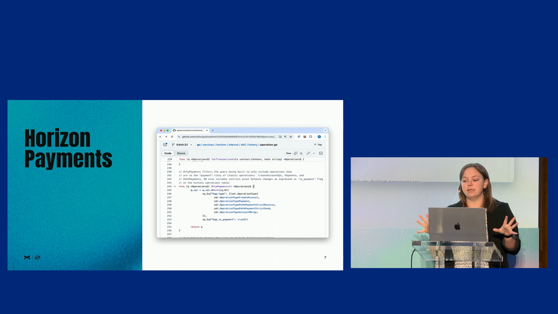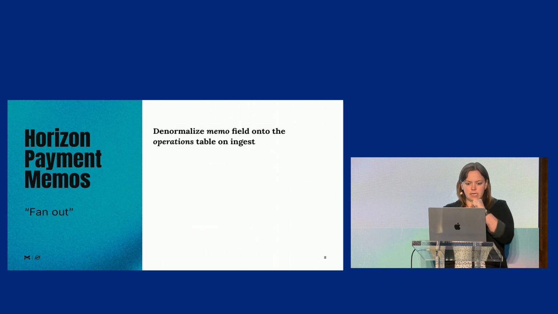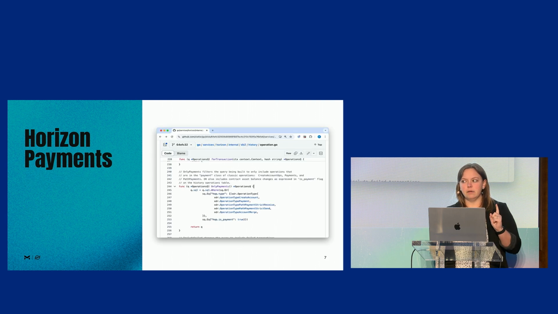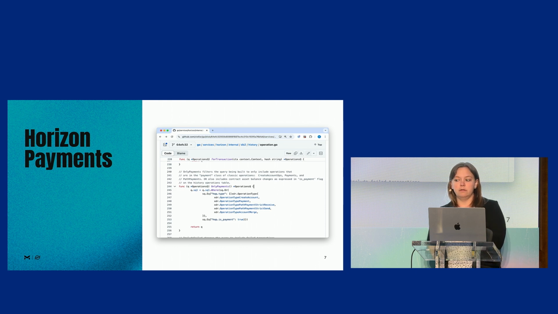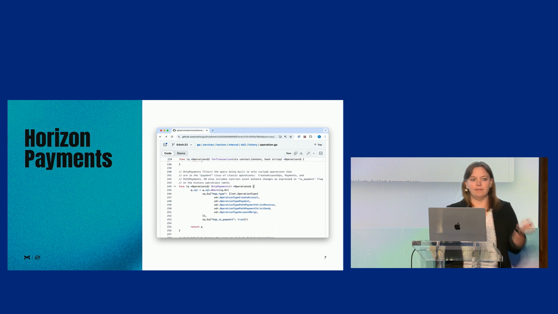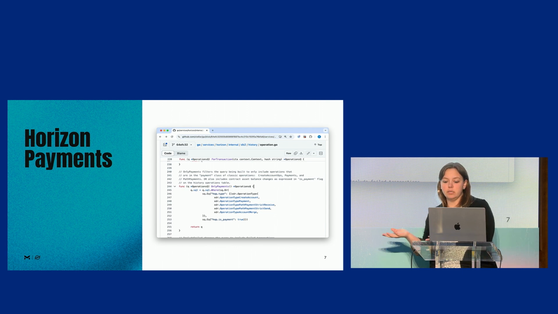But the point is, all payments in Horizon is a filter on top of operations. So it's not saved on its own. So let's think for a sec about how we would add a memo field to the payments API if it's not saved on the operations table, right?